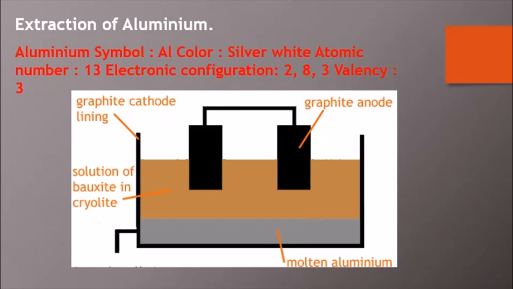From bauxite we extract aluminium, and the rest is impurities. Bauxite contains around 30 to 70% of aluminium oxide, and the remaining part is impurities. So there are different methods which we use. There are two methods that we use to separate aluminium from the impurities.